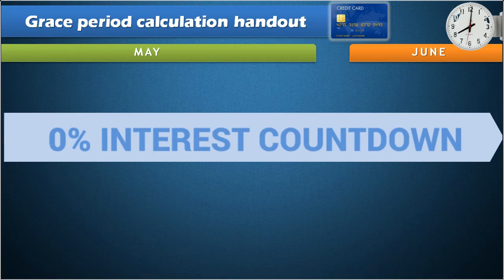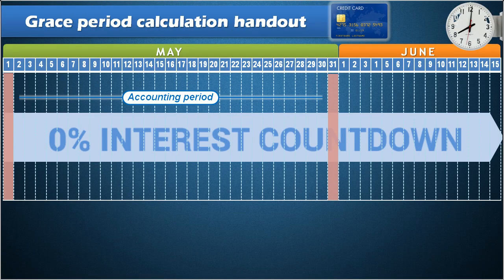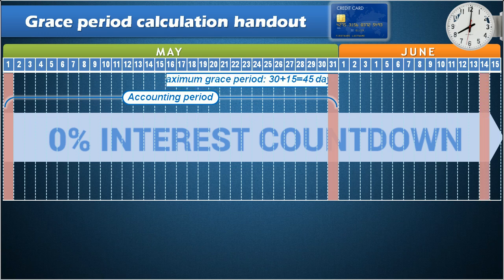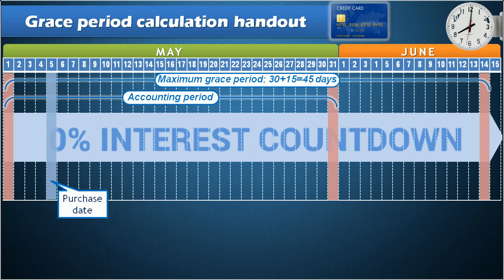Let's see the example. Accounting period with dates. A month-long period, at the end of which the transactions are summarized. Maximum grace period with dates. A maximum period, after which you have to start repaying the money spent. Example of purchase date. Assume on this date you bought a fridge using a credit card. Repayment date. End of your grace period, when you have to start repaying.